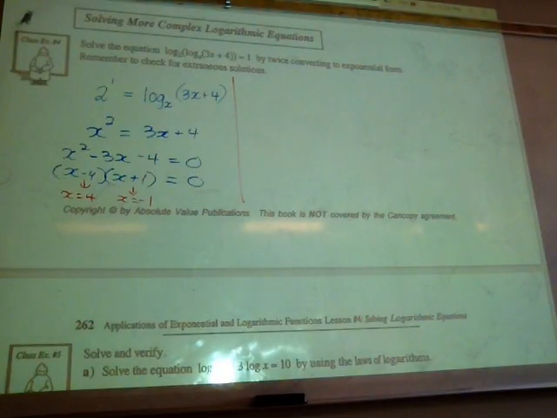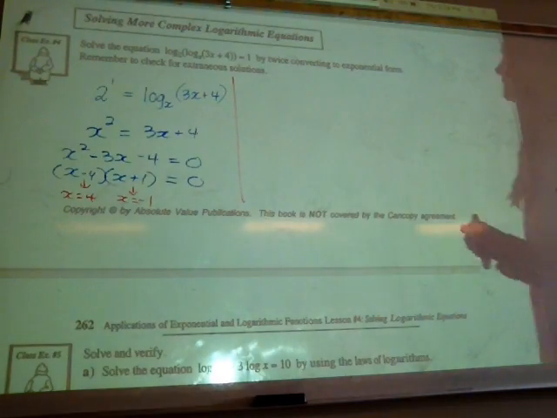And remember, we always need to check for those extraneous roots. Why don't you guys practice? Okay, I'll give you a minute to practice checking.